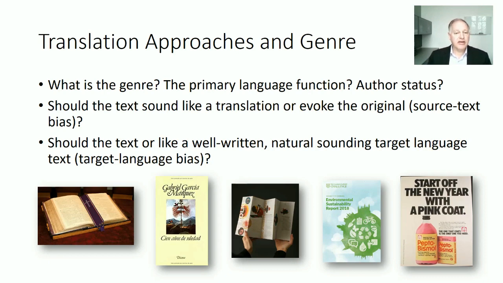Okay? Because I have 2 questions here. Should the target text sound like a translation? Do we want the target text to sound like a translation? To me, the King James Bible sounds like a translation, and evokes the original. Do we want a 17th century Bible to make us think about that original sacred text? Maybe, probably. Or should the target text sound more like a well-written, natural sounding text, like it was written in the target language, right? And display target language bias and really cater to those target language reader expectations.